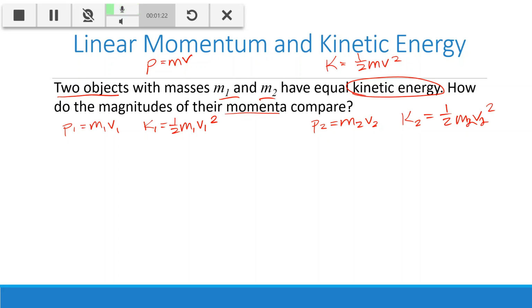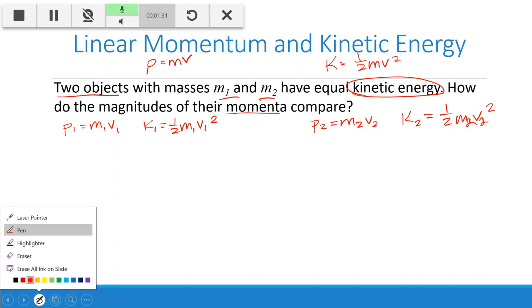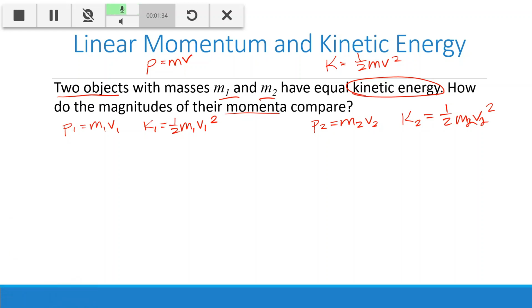So I want to compare these 2 different momenta. The problem is that all my variables are different. There's not really an easy way to compare that. So I need to find a way to get one momentum in terms of the other. These kinetic energies are equal, so I can substitute K1 for K2. So I get 1/2 m1 v1 squared is equal to 1/2 m2 v2 squared. And then we can see that the 1/2s are going to cancel.